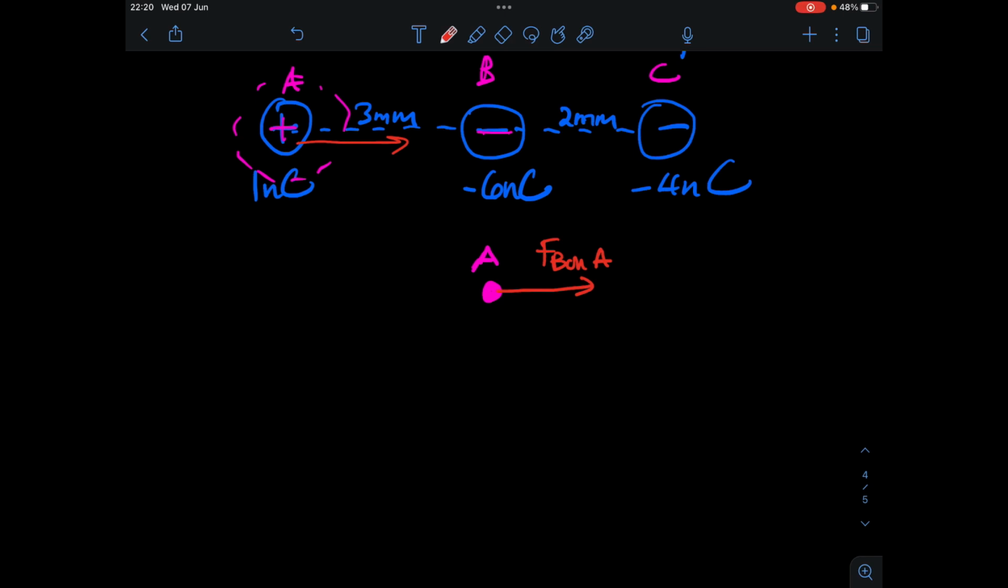Now let's look at the force that C is exerting on A. Again, these are unlike charges, a negative and a positive. So C is attracting A towards itself to the right. But if you've noticed the distance, between B and A it was 3 millimeter, but the distance between C and A is 5 millimeter. When you add the 3 and the 2, it's 5 millimeter. The bigger the distance, the smaller the force. So the force of C on A is going to be smaller. So the free body diagram is going to be like that.